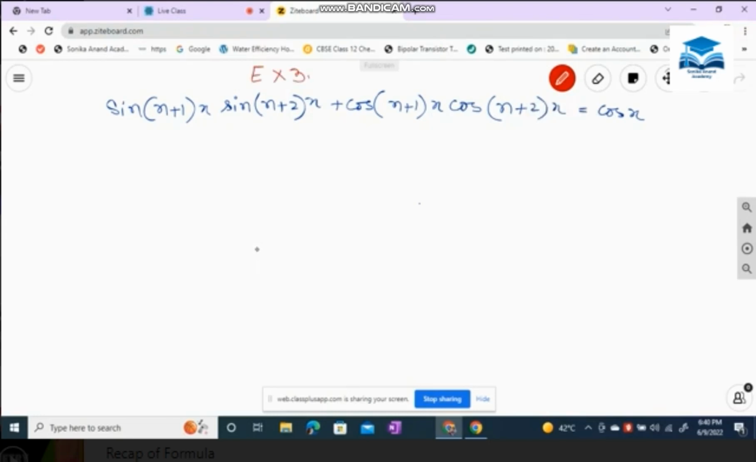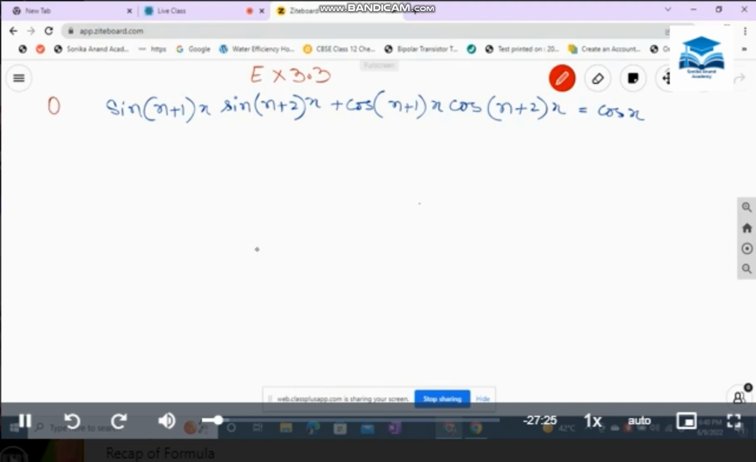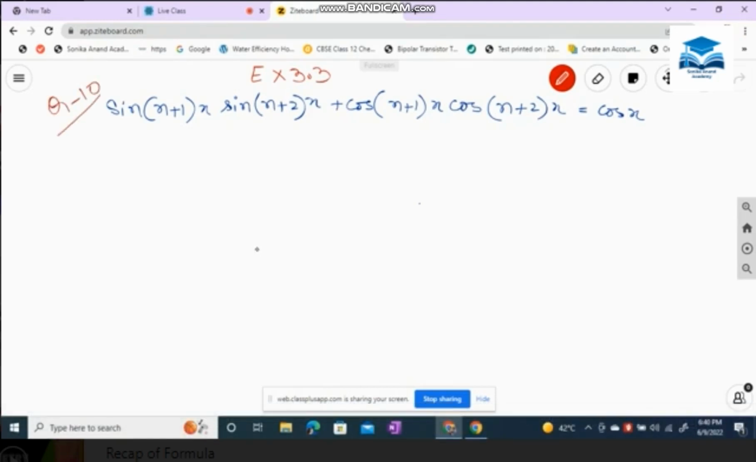Name of the chapter is Trigonometry. Question number 10. Whenever in trigonometry you observe any question, you firstly try to find out the formula which we can put over here. Now if we group these two, this and this, you can see that here we have cos A, sin B, here we have cos A, cos B. Now we have two formulas.